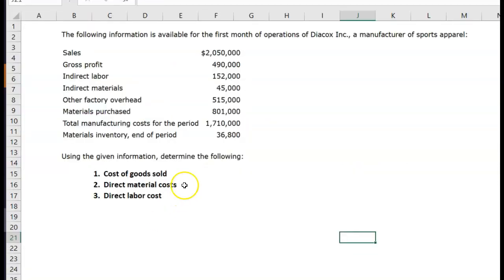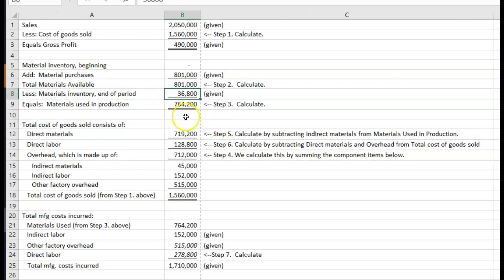Let's go back and check that. Yep, there's our material purchased and the 36.8 of materials in ending inventory. Okay, so at this point, we now know the materials used in production. All right, so we've tackled the cost of goods sold. We know the materials used in production.